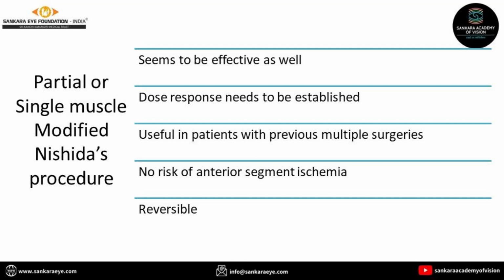Now, with the absence of the inferior rectus muscle and the superior rectus muscle already recessed, we had the option of only one muscle to correct both the exotropia and hypertropia. So a single muscle modified Nishida's procedure was done on the lateral rectus muscle.